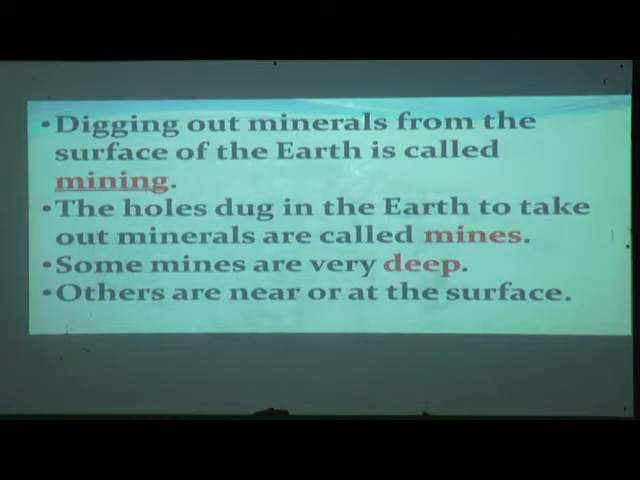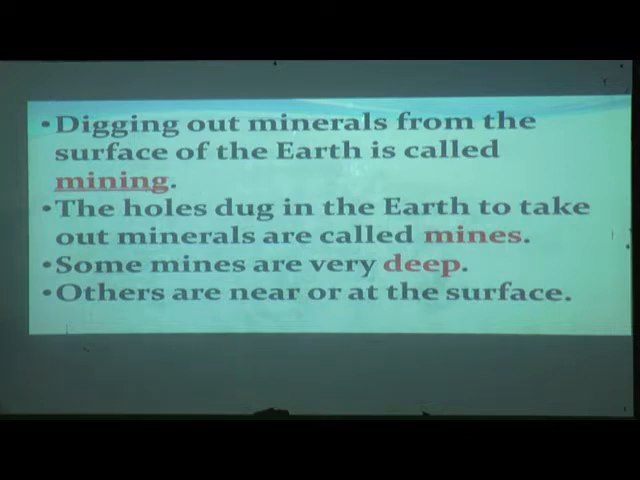Digging. Digging means what, students? To dig, to take out something under the earth. What do we have to do? We have to dig out. Digging out minerals from the surface of the earth is called mining.